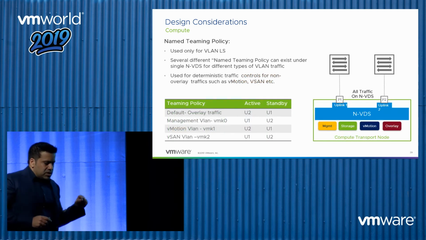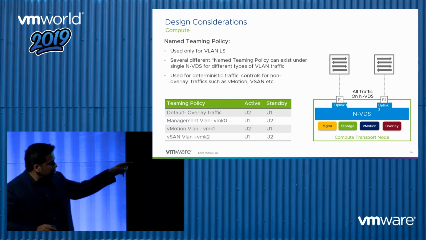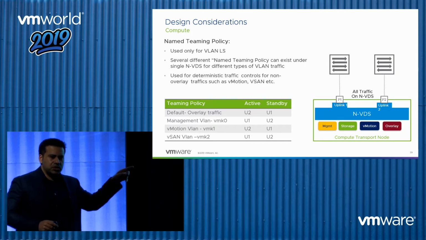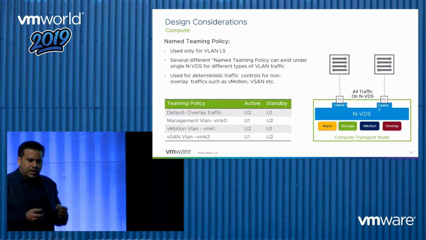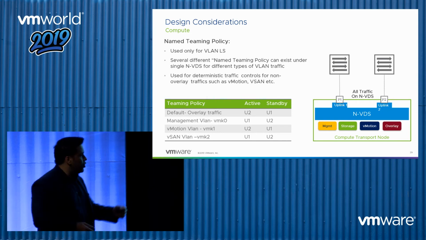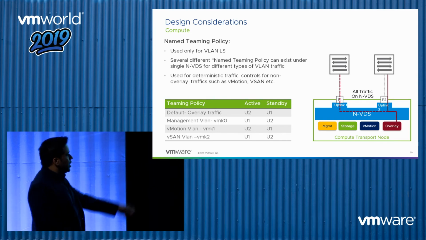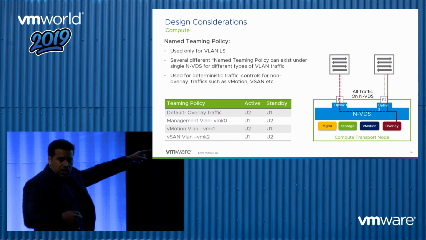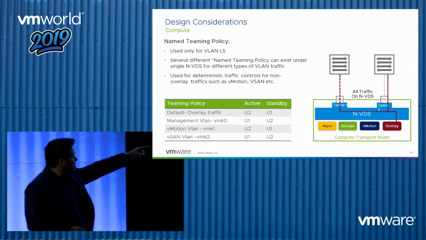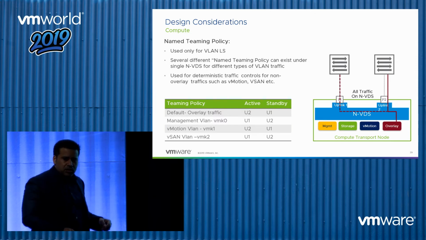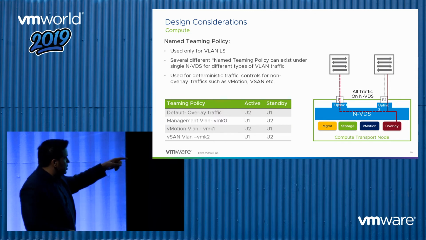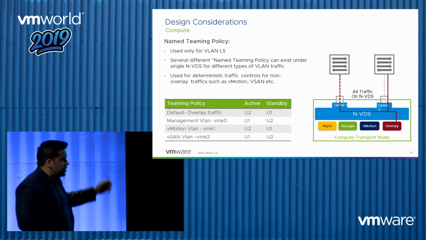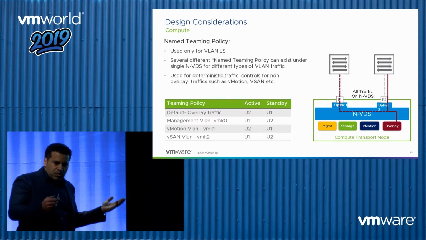What is name teaming policy? Now, I'm taking an example of a 2 PNIC host, right? In this case, your overlay traffic would follow your default policy. The overlay traffic says, okay, based on the uplink profile that you configured, the active uplink is U2, uplink 2, and standby is uplink 1, okay? But is that optimal for your management traffic? You don't want to send it through the same policy, right?